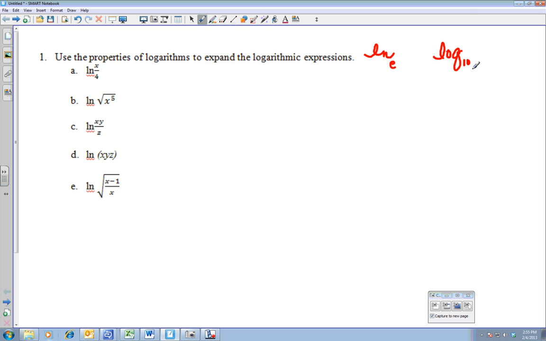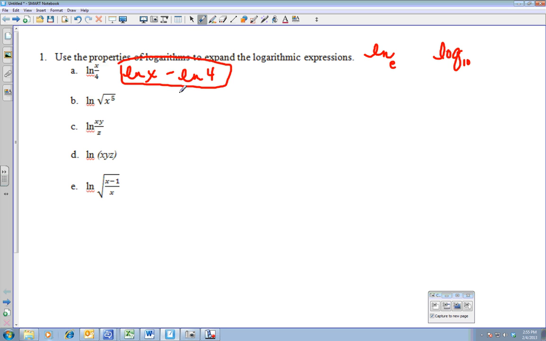L-O-G is 10. Okay, so number 1, I'm going to write natural log of x, and instead of division, it's going to be minus natural log of 4. Okay, that's my answer for that one.